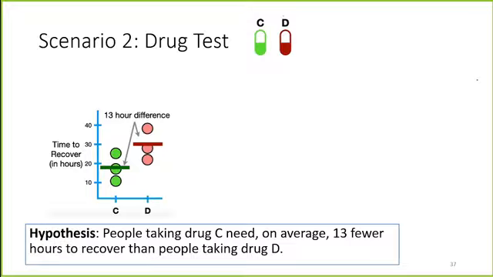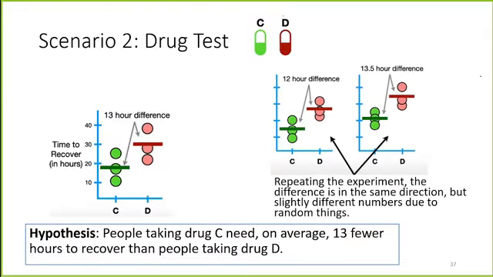Okay, first we found that we got a 13-hour difference between drug C and drug D. So drug C is better. Drug C, on average, takes 13 fewer hours to recover than people taking drug D. Okay. Now again, we want the investor to be confident, so we recruit more.